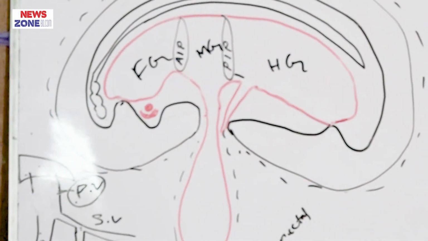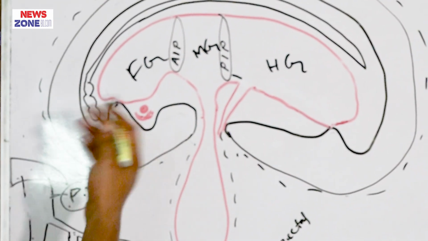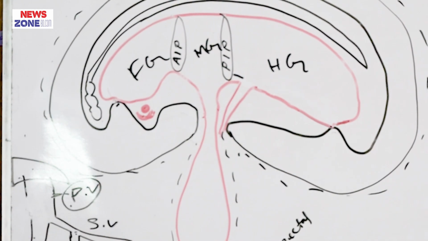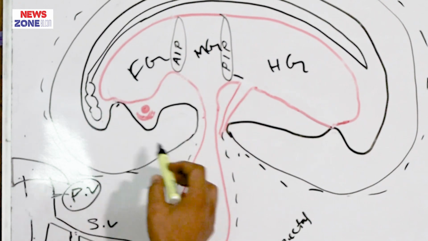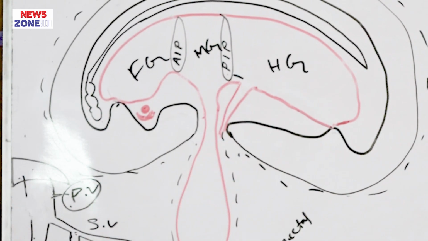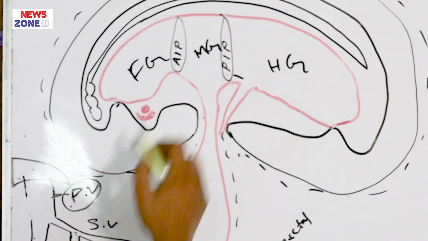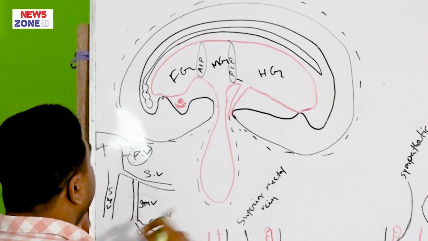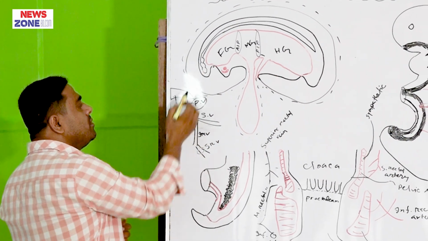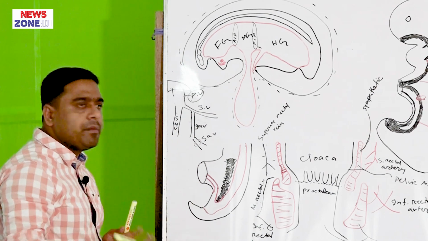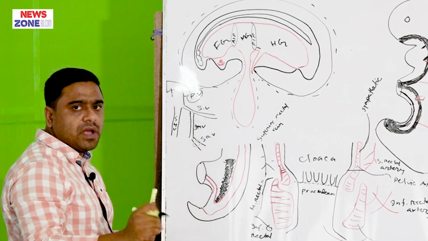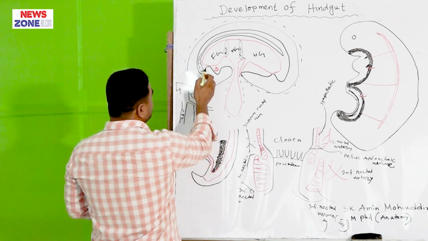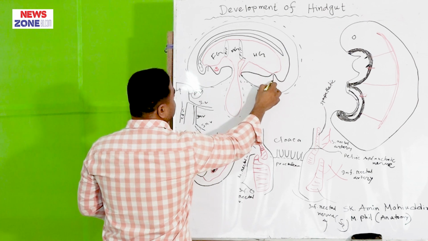The foregut in fetal life extends from the oropharyngeal membrane to the anterior intestinal portal, and the midgut extends from the anterior intestinal portal to the posterior intestinal portal, and the hindgut extends from the posterior intestinal portal to the cloacal membrane. In the oropharyngeal and cloacal membranes, here the red one is the endoderm and the black one marks the ectoderm. There is no intervening mesoderm; it is the meeting point of the ectoderm and the endoderm. So these two membranes are the oropharyngeal membrane and the cloacal membrane.